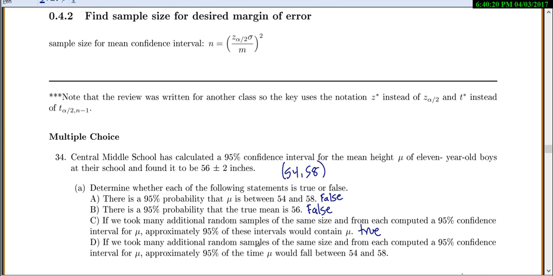Let's see, D, if we took many samples of the same size and from each computed the confidence interval, approximately 95% of the time, mu would fall between 54 and 58. This one is completely bogus. We just wrote it kind of the same way. Mu, again, is not changing, so it can't change whether or not it's between those two numbers. What does change is the confidence interval that you get from your sample data. Based on which sample you pick, your sample mean changes, and then you get a different confidence interval. But mu itself is not changing, so it can't change whether or not it's in that interval.